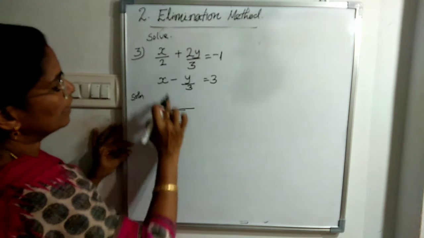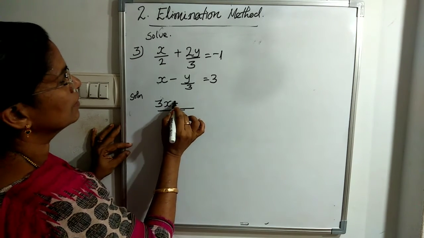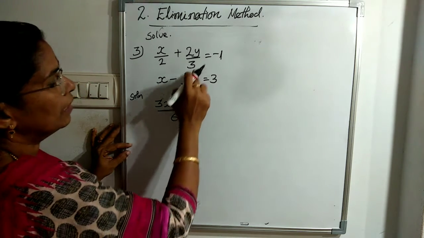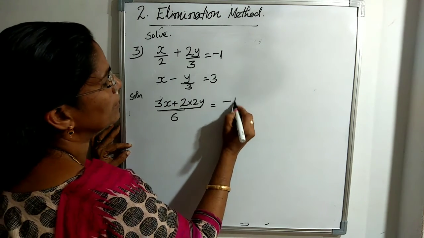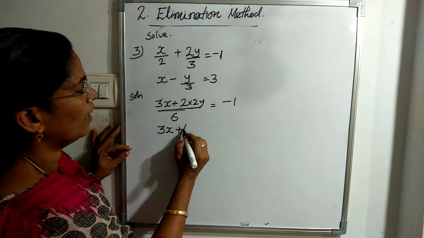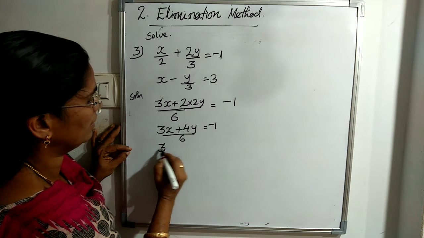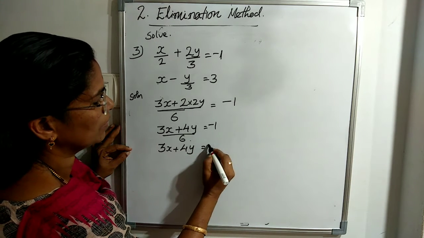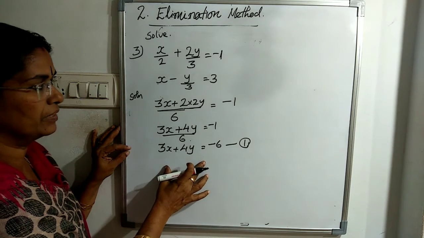Here the denominator is 2. So how many 2's are in 6? 3 times. So 3 multiplies with x. It becomes 3x plus 2 into 2y. How do we get this 2? How many 3's are in 6? 2 times. So 2 into 2y, that is equal to minus 1. Now you have to solve this. 3x plus 4y divided by 6 is equal to minus 1, or we can write it as 3x plus 4y equals 6 times minus 1, so minus 6. This is our first equation.